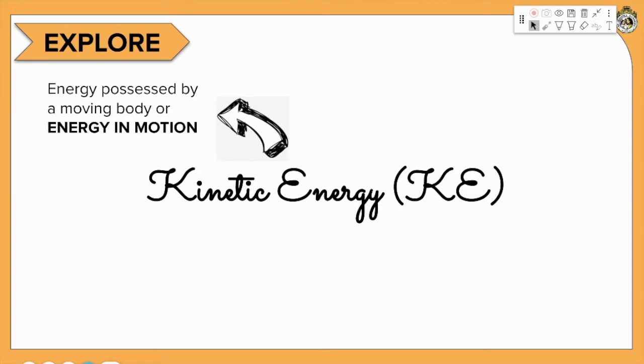The energy possessed by a moving body, or energy in motion, is what is known as kinetic energy. Potential energy, on the other hand, is stored energy, or energy that's waiting, meaning it's the energy possessed by objects that are not in motion. Kinetic energy is the energy possessed by anything that's moving. That's why you can just say kinetic energy is energy in motion.